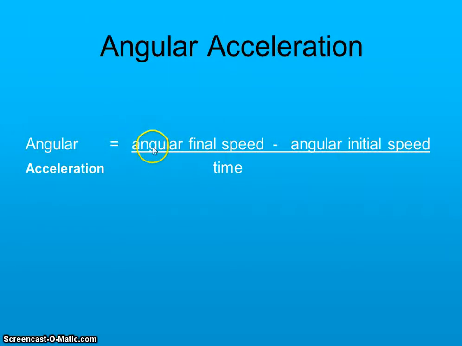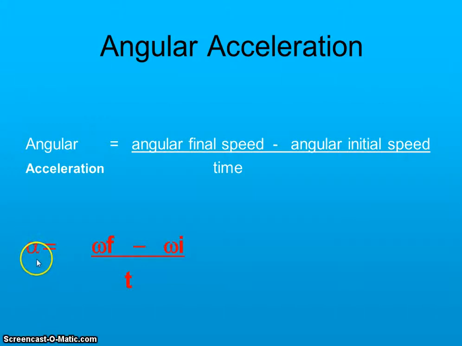Alright, angular acceleration is equal to angular final speed minus angular initial speed divided by time. And again, you're using some interesting Greek letters. This is alpha in the Greek alphabet, and we're going to use that instead of using A that we use in the linear problems. We're going to use alpha.